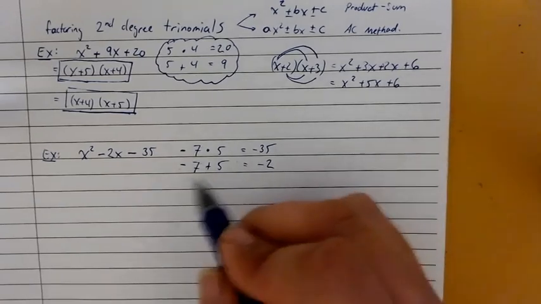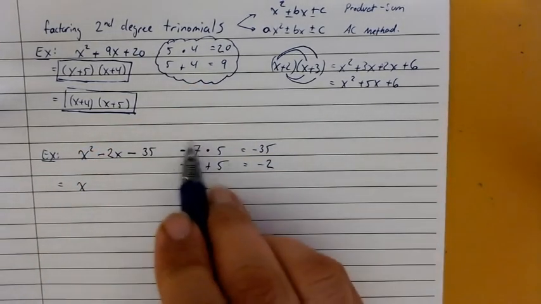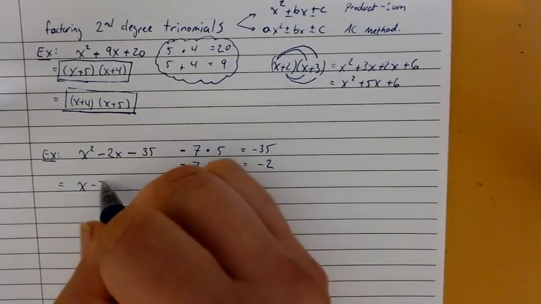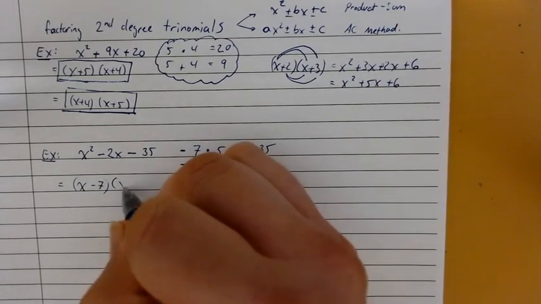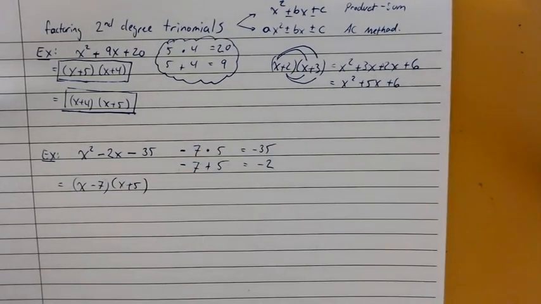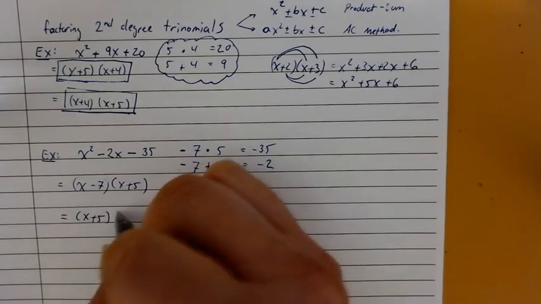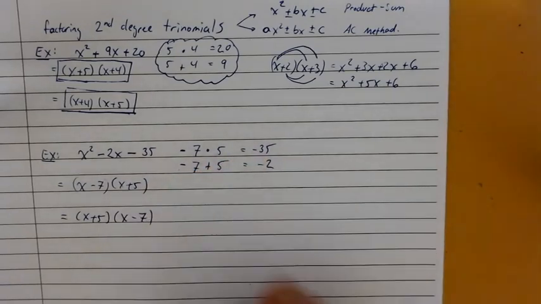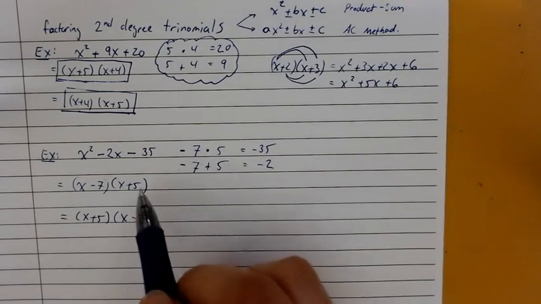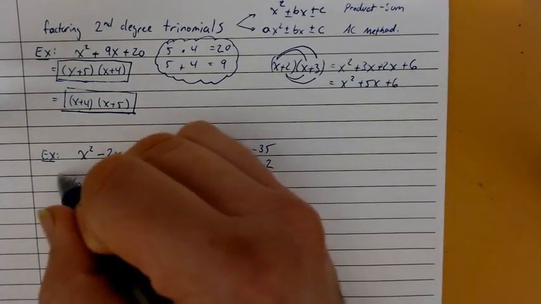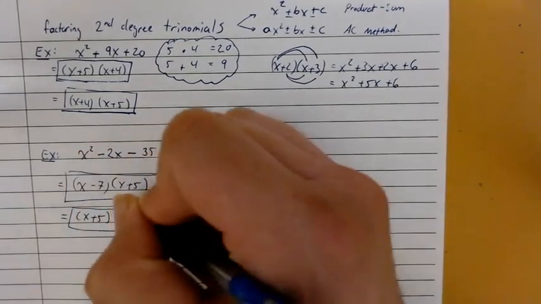So these are the two numbers that I want, which means that in the end, my result has to be x. Now that's a negative, so we're going to say minus 7 times x, and that's a positive, so that's x plus 5. Again, the order doesn't matter. If you write the x plus 5 first and then the x minus 7, that's okay. As long as you have a negative 7 and a positive 5, it doesn't actually matter which order you're in. So if you have this one, that's correct. Or if you write this one, that is also correct.